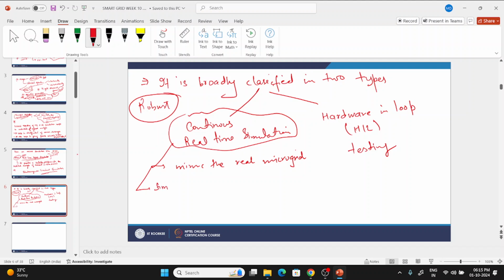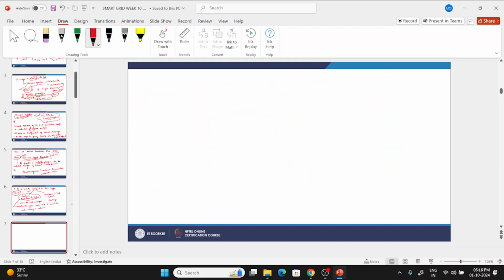I will write it down here. It simulates the system such that it mimics the real microgrid network. Okay, the way a microgrid network behaves, if we use continuous real time simulation for microgrid application and simulation modeling, it will help in that. Whereas on the other side, HIL, what is it?